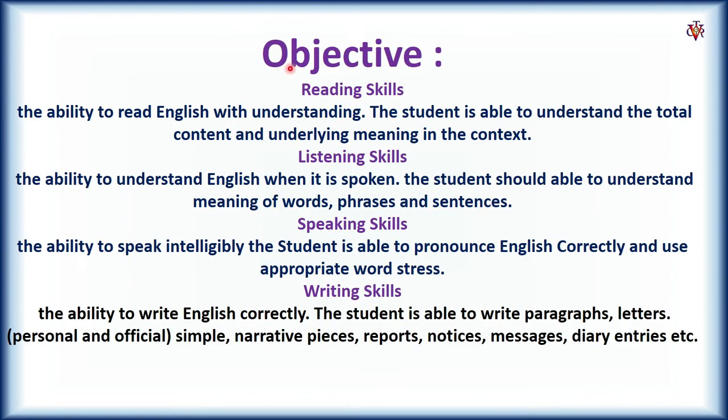First, let's check our objective. Reading skills. It's the ability to read English with understanding. The student is able to understand the total contents and underlying meaning in the context. Listening skills. The ability to understand English when it's spoken. The student should be able to understand meaning of words, phrases, and sentences.